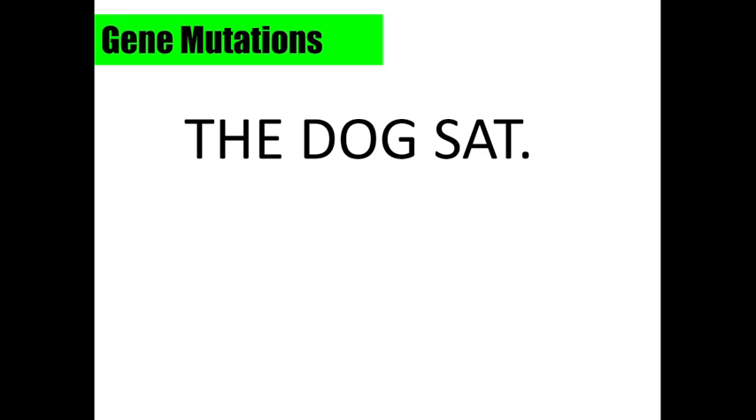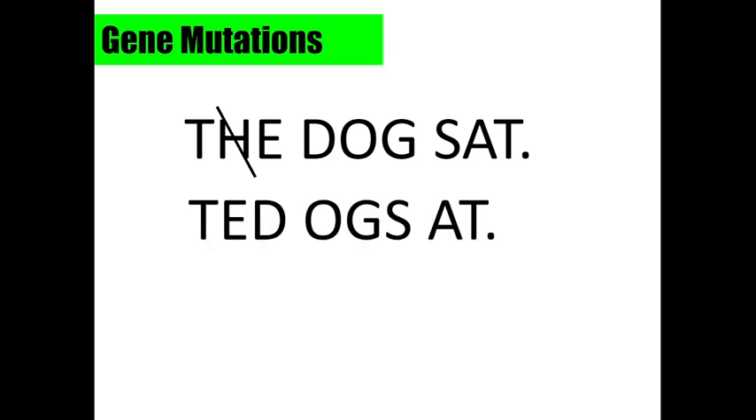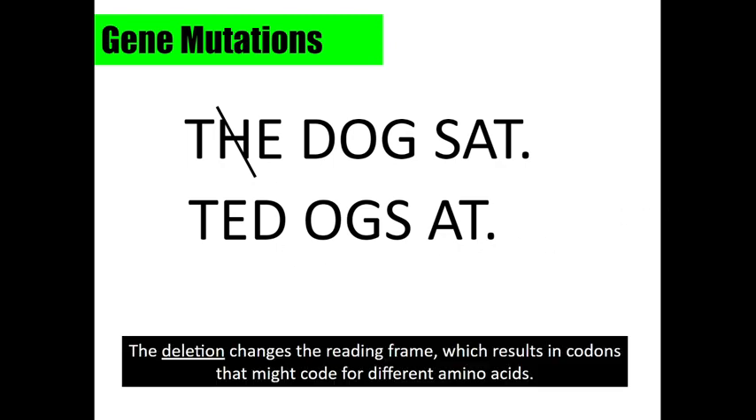So here's another way to look at it. I'm going to give you this short sentence: The dog sat. But imagine you took out the H in this sentence. So, Ted Oggs at. That doesn't make any sense because we've taken out the H, and since we know that codons are read in groups of 3, we had to move the D over. This is an example of a deletion changing the reading frame, which results in codons that might code for different amino acids.